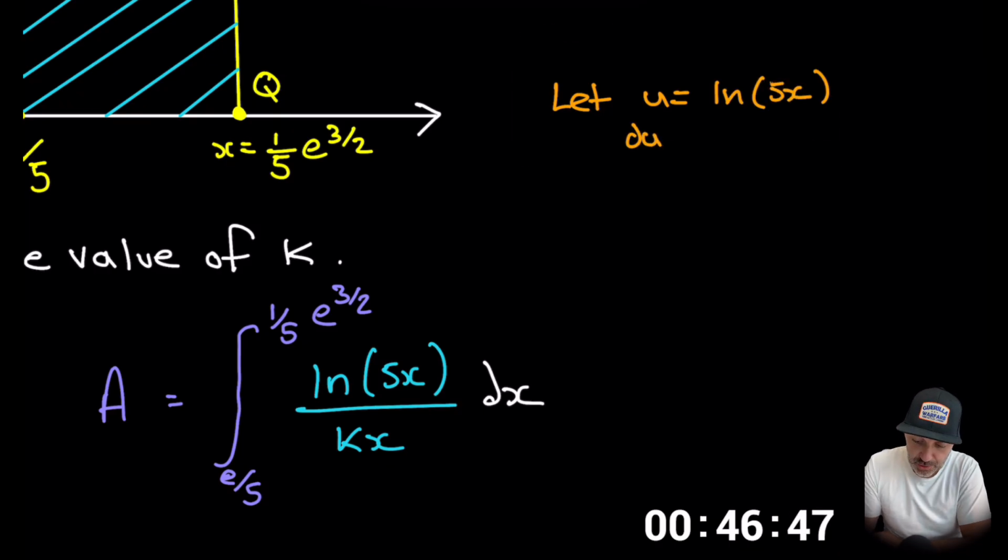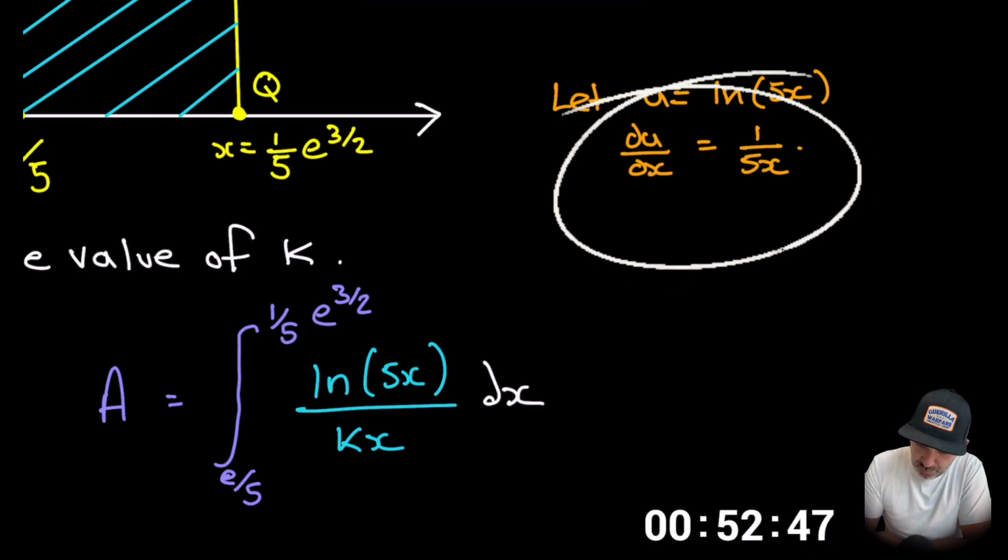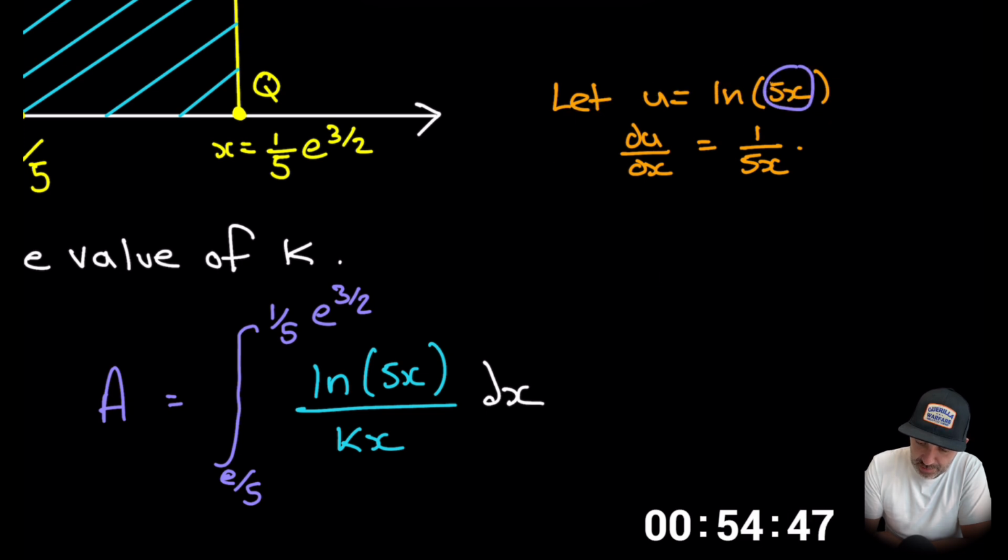And when I differentiate du with respect to x, we will get 1 over 5x times by the derivative of this bracket here, and that will be 5. So therefore, then these 5's will cancel out, just leaving us with du dx is equal to 1 over x.